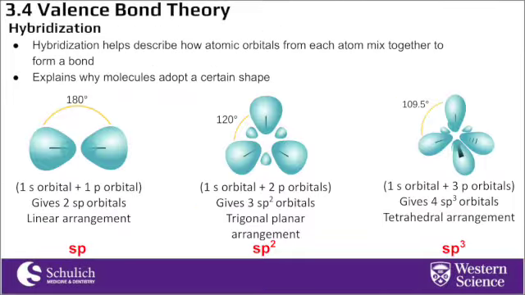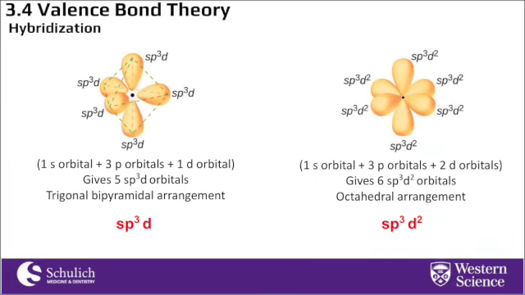It also explains why molecules adopt certain shapes. Underneath here, you can see some examples of different hybridization types: sp hybridized, sp2, and sp3. On the next slide here, you can see that molecules from the 3rd row and below, which have more electrons, can involve their d orbital in hybridization. So these ones are sp3d and sp3d2 hybridized.